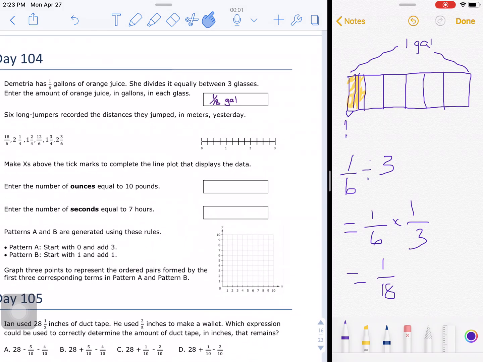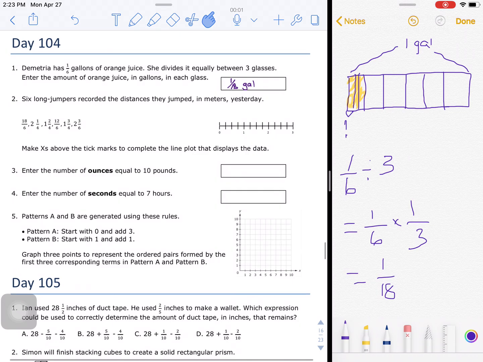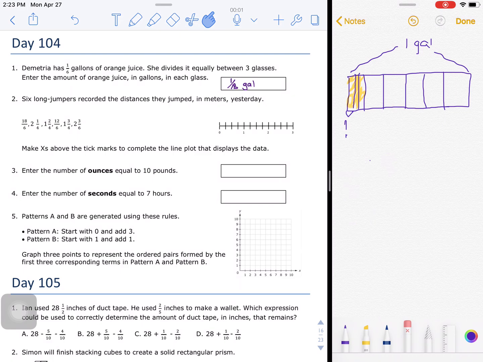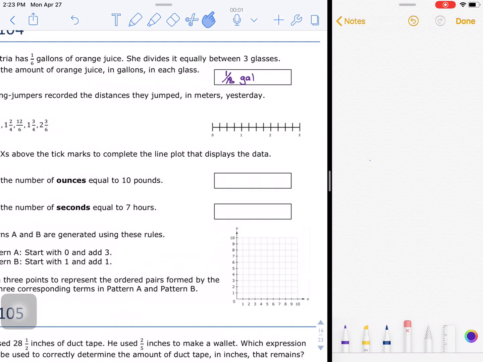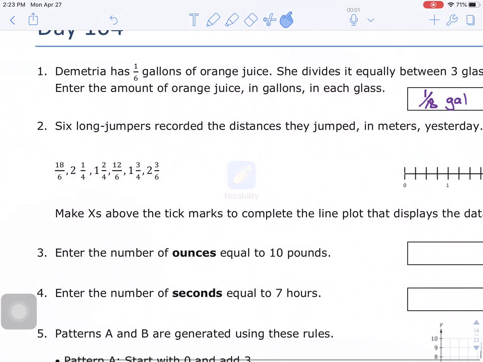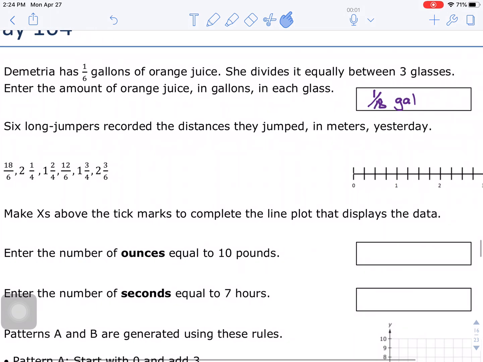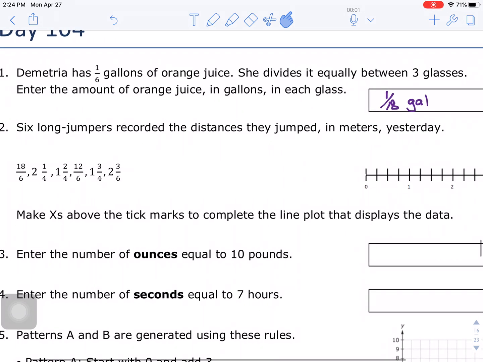Okie doke. Problem number 2. 6 long jumpers recorded the distances they jumped in meters yesterday. So we have 6 different distances, and the first thing we have to do is let's analyze what that looks like here in the data.